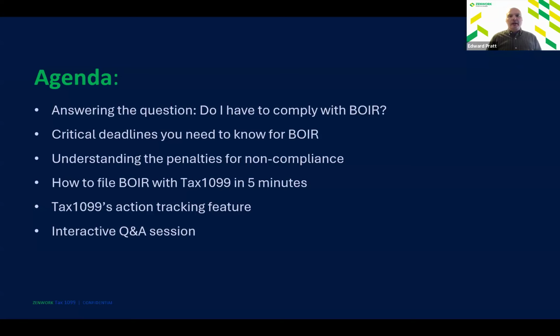And then we'll look inside of Tax 1099 and talk about how to file the BOI report inside of Tax 1099. It's a pretty simple process. If you've been using Tax 1099 in the past, you already have some of the information there. Even if you haven't, it's a pretty easy process to add that information and then do the completed filing for any of your particular reporting companies that you may need.